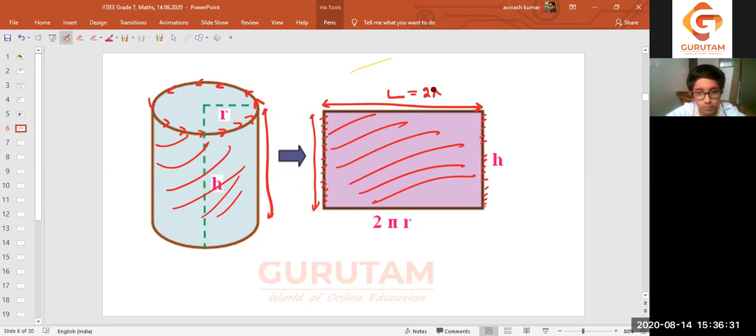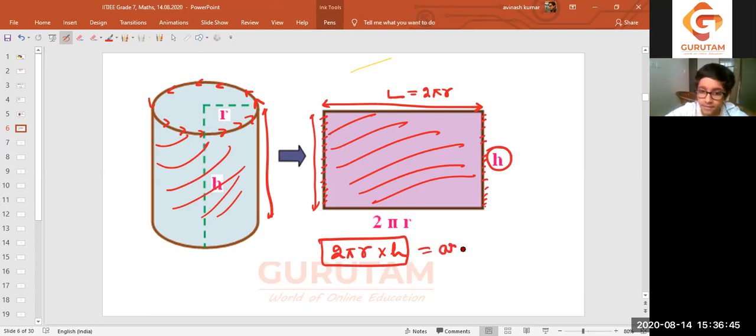That means, can I say 2 pi r? Yeah. And height is the width. So area of paper will become how much? 2 pi r into h. Can we say that? Yeah. This is the area of paper.